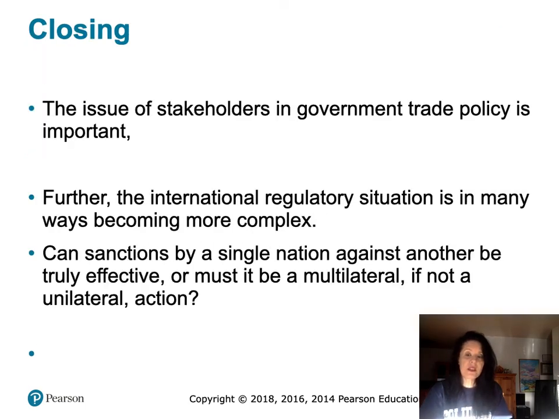Again, as we have seen in this chapter, the international regulatory situation is in many ways becoming very complex. While some groups and firms are pushing for free market, others demand greater protectionism. Thus, it is likely that as barriers come down for some products in some countries, those barriers may go up for other products in other countries. I mean, this is the reality of international trade.